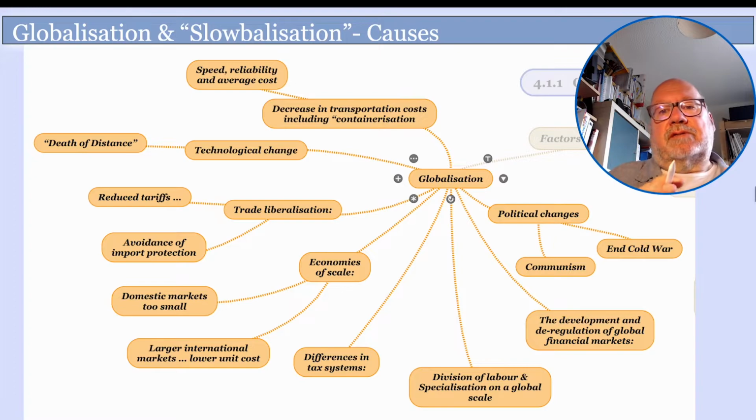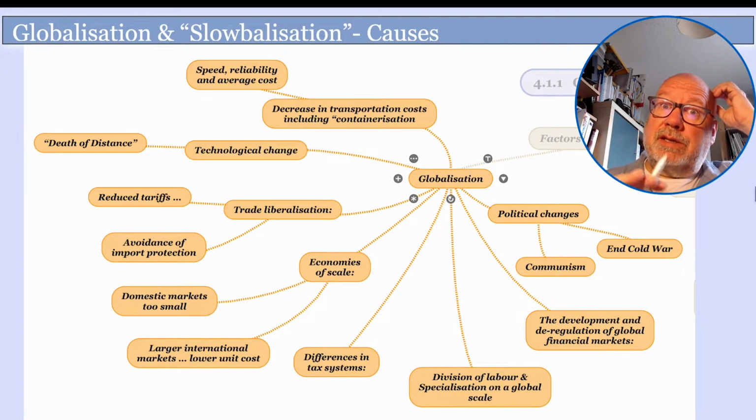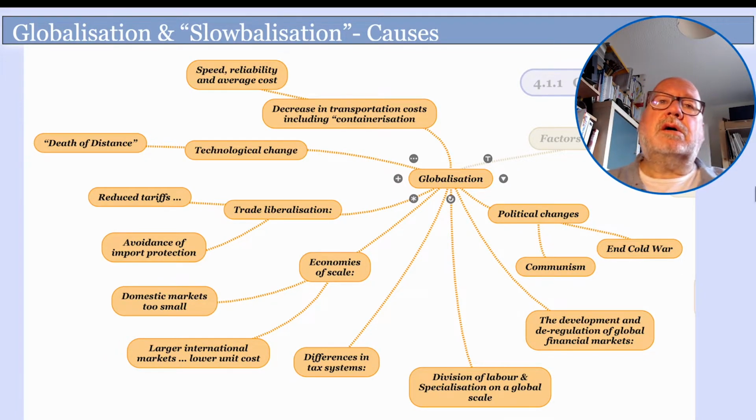So another reason for globalization was that we needed to sell into other countries as well. And these larger international markets will lower the unit cost because they will enjoy economies of scale. And again, you need to say that if there's lower unit cost, it means the prices of exports can come down, which means that there'll be more trade between countries. Okay, so you've got to hit that final globalization. Another small point, really, tax systems.